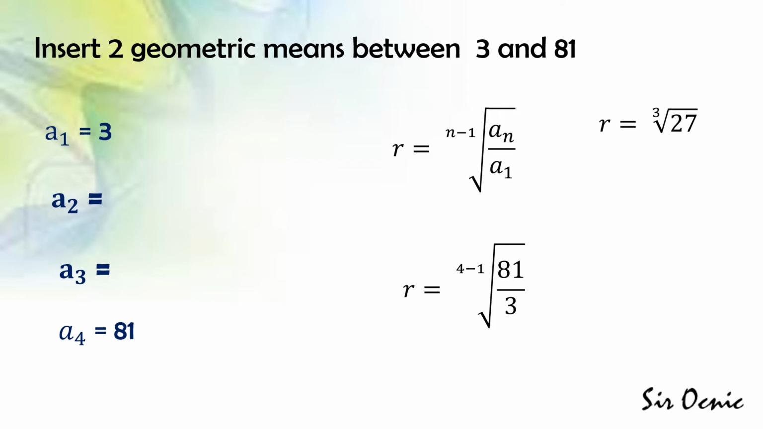R is equal to cube root of 27, which is equal to 3. Since the ratio is equal to 3, let us now multiply 3 to the first term. We will have 3 times 3, which is equal to 9, and multiply 9 by 3, which is equal to 27. Therefore, the two geometric means are 9 and 27.